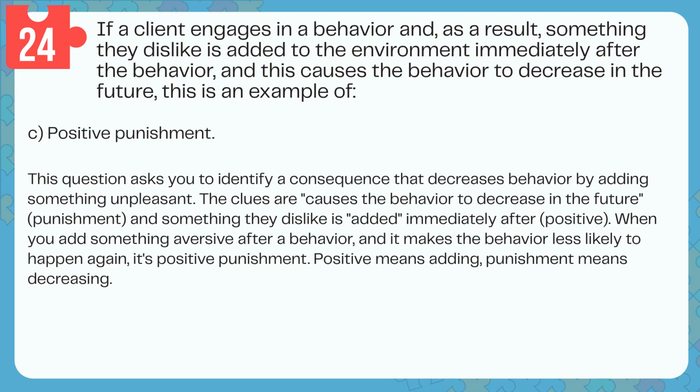Answer: C. Positive punishment. This question asks you to identify a consequence that decreases behavior by adding something unpleasant. The clues are "causes the behavior to decrease in the future," punishment, and "something they dislike is added immediately after," positive. When you add something aversive after a behavior, and it makes the behavior less likely to happen again, it's positive punishment. Positive means adding, punishment means decreasing.